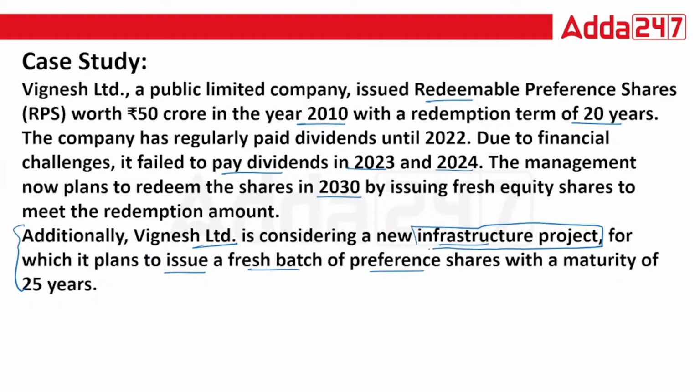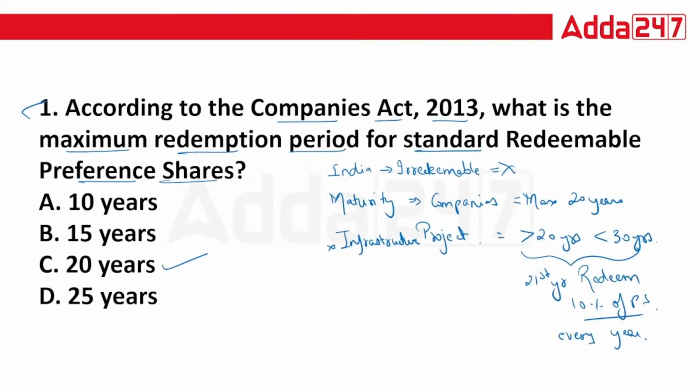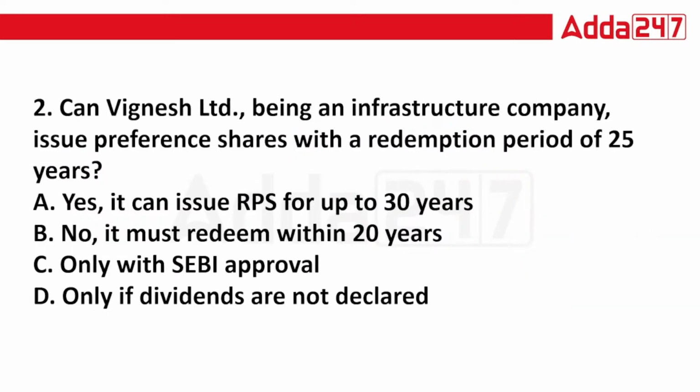Vignesh Limited is considering a new infrastructure project. Means now they are falling in this second criteria. And they are issuing the preference shares for what time period? For 25 years. So the answer is going to be yes. Yes, it can issue these redeemable preference shares for up to 30 years. So this is the allowed period. That maturity can be any period but cannot exceed 30 years. Okay, so the correct answer is answer A.